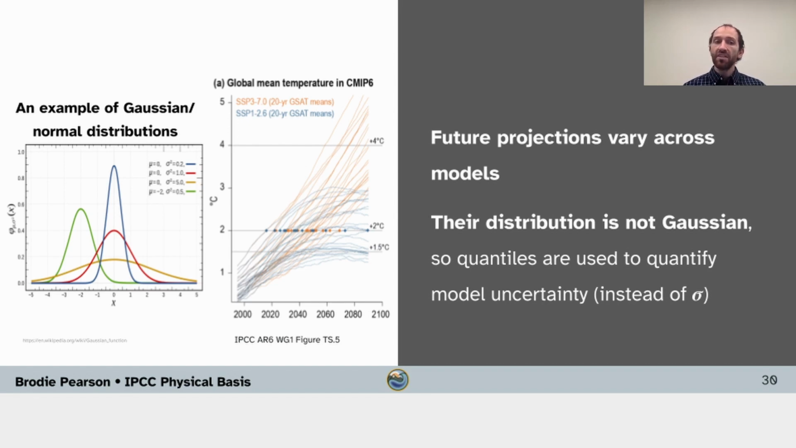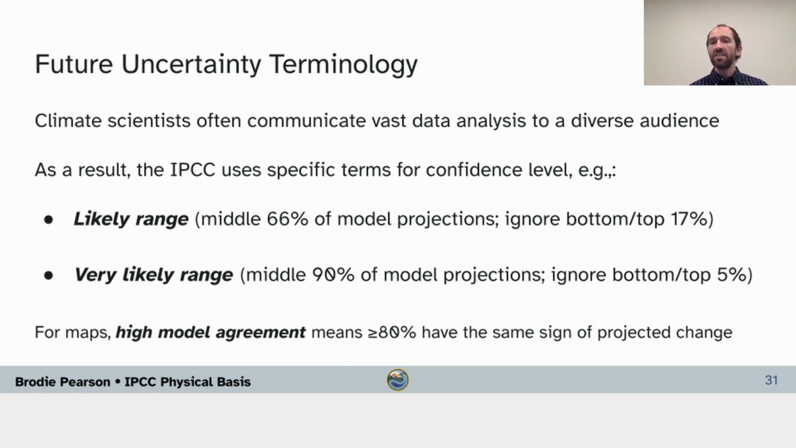And for this reason, we don't use standard deviations, which are a typical metric of normal or Gaussian distributions, to quantify model uncertainty. Instead, we use quantiles, which are a way of saying what percentage of models lie within a certain range for their projections. And specifically, the IPCC, as you encountered in the invited speaker talk today, has some specific language that it uses to communicate this uncertainty to a diverse audience.